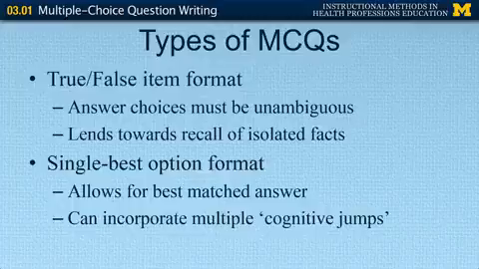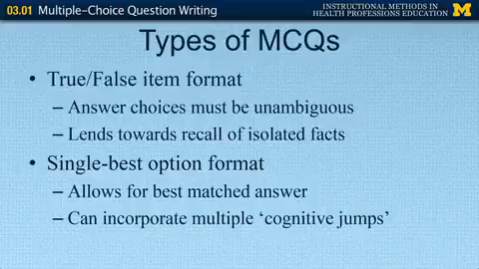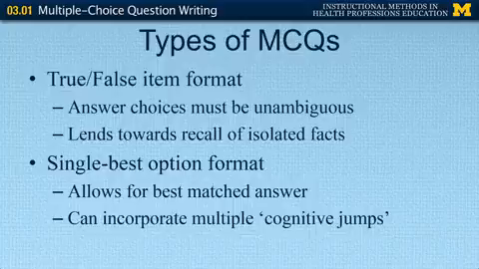So the other item format is single best option format. And that allows for the best matched answer to be produced by your learner. And you can incorporate multiple cognitive jumps within the question, meaning you can ask a straightforward knowledge question, like the capital of Iowa is, or you can ask other questions that require the learner to make a few cognitive jumps. So you could ask a question, the city where London Bridge is located is which of the following? So that makes the person jump to the answer.